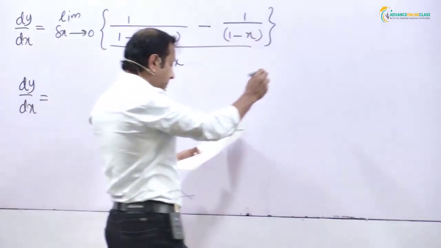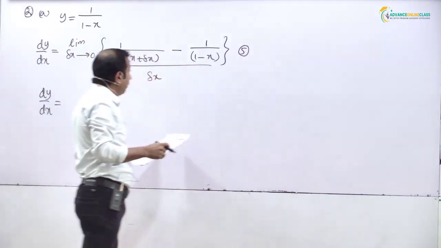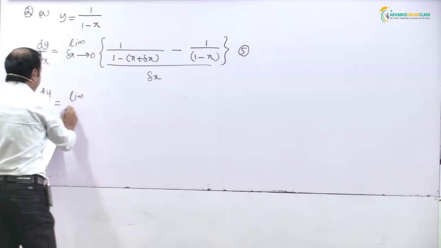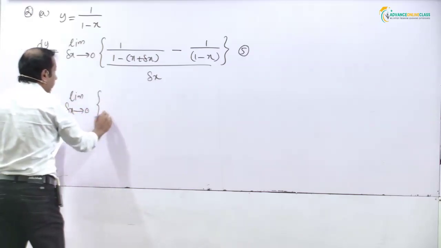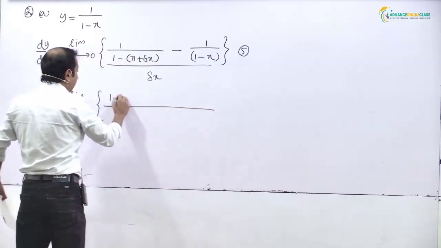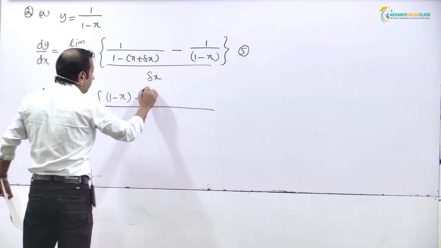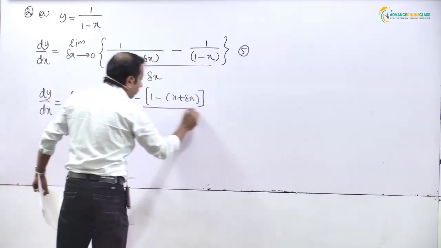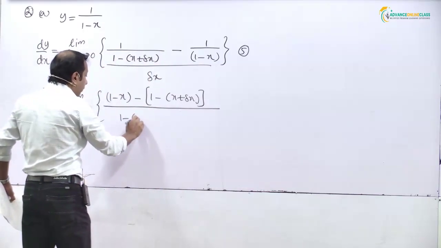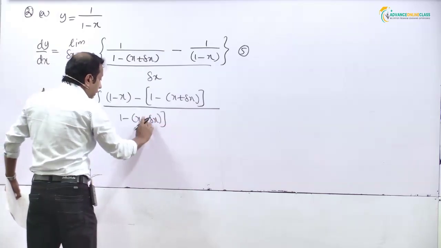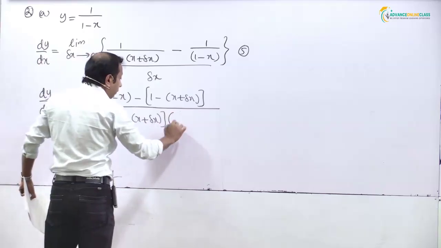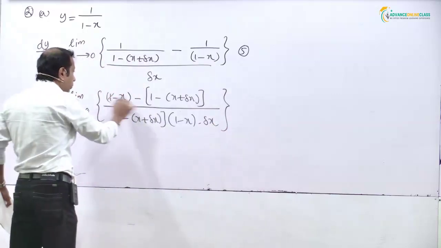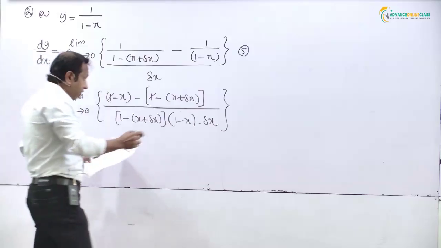So now for these, 5 marks come in. We take the product of these two as the common denominator. 1 minus x minus 1 minus x plus delta x, over 1 minus x plus delta x into 1 minus x, delta x. These two you can cancel down, no? For the simplification, 5 marks.